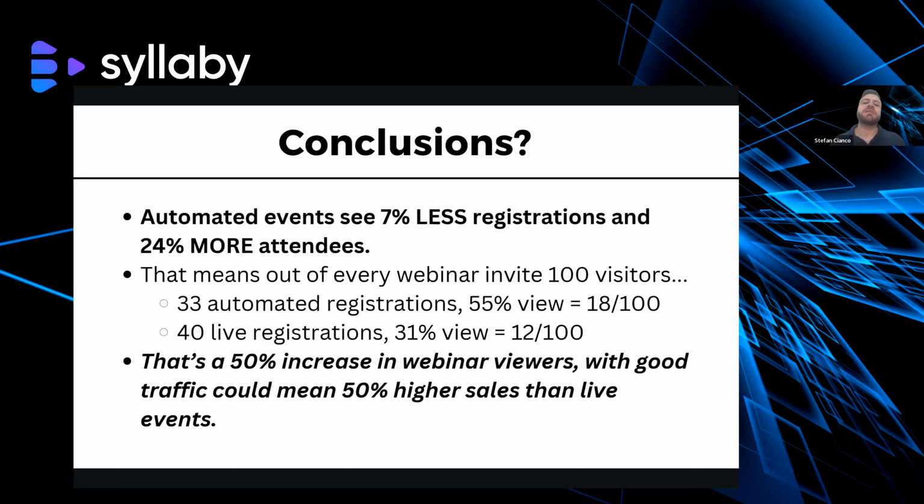Automated webinars see 7% less registrations, but they see 24% more attendees. That means out of every webinar invite, let's say that we invite 100 visitors to a webinar, 33% of them are going to opt in for an automated webinar, but 55% are going to view it. That's 18 viewers of your content, 18 people out of 100 consuming your content. Whereas with 40 live registrations, 31% view. You get more registrations, but only 31% view the webinar. That's only 12 out of 100 people. That means that having an automated webinar in your business is a 50% increase in webinar viewers with good traffic. That could mean 50% higher sales than live events.